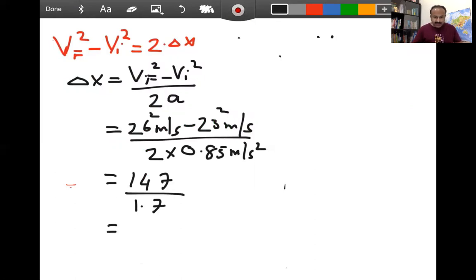In two significant figures, it's simply 86. Okay, once again, let me check. 26 square minus 23 square divided by 2 times, what was the acceleration given there? 0.85. Yeah, 86.47. So you can round this to 86 meters. So that's all for this section. Thank you very much.